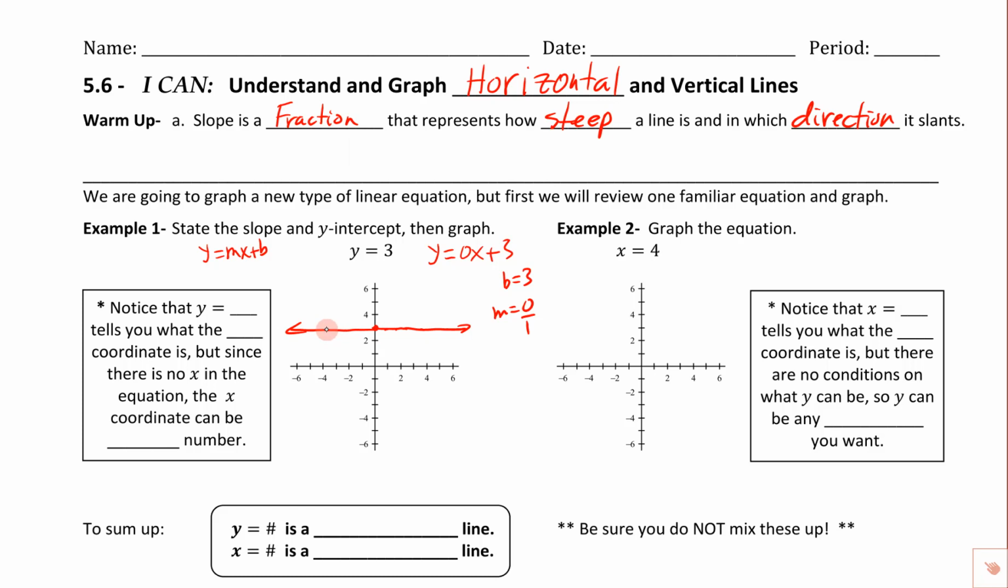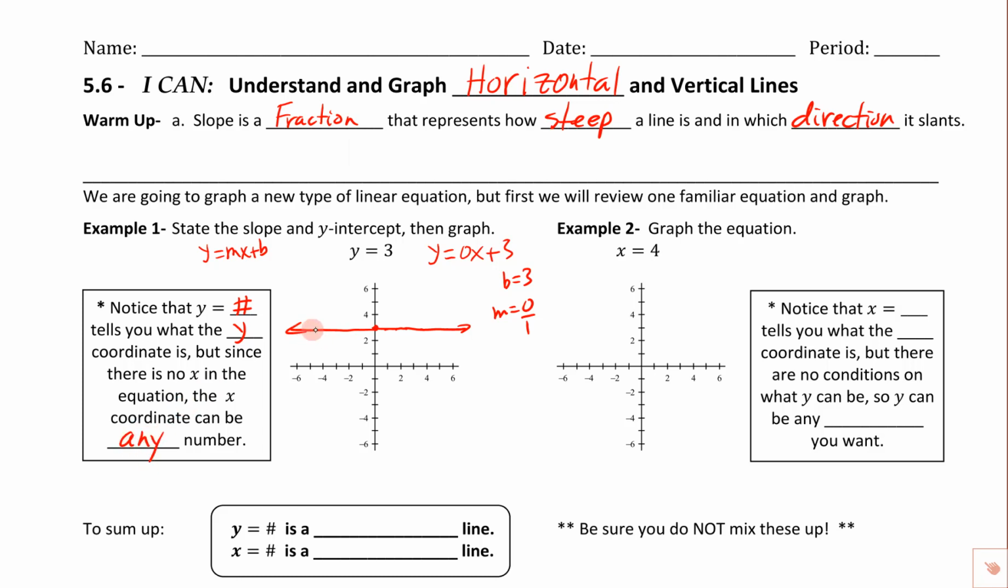Now here's what I want you to notice about that, because if you can get this about this type of line, then the next type of line that's a little bit more unique is a little bit easier. So notice that whenever we have y equals a number, then it tells you what the y coordinate has to be. Like this is saying the y coordinate is 3. So on every single one of these points, whether you go over to 6, you go up to 3, whether you go back to -4, you go up to 3, whether you stay at 0, you go up to 3. It always tells you what the y coordinate is, but since there's no x in the equation, the x coordinate can be any number at all.